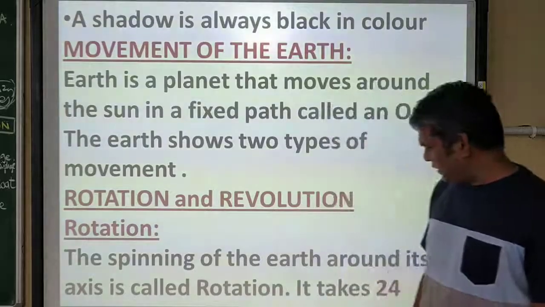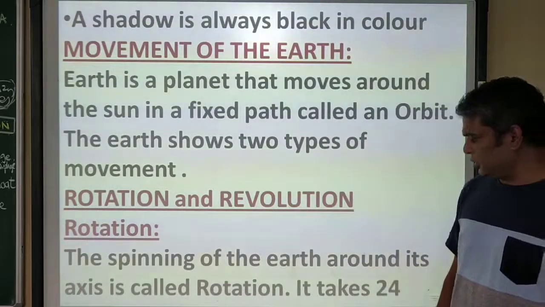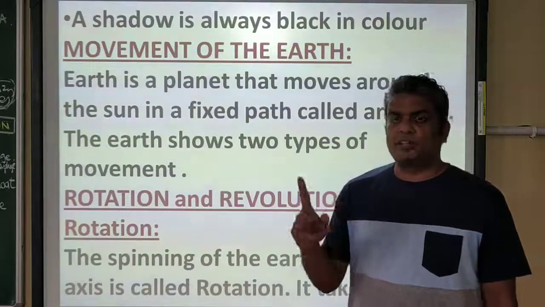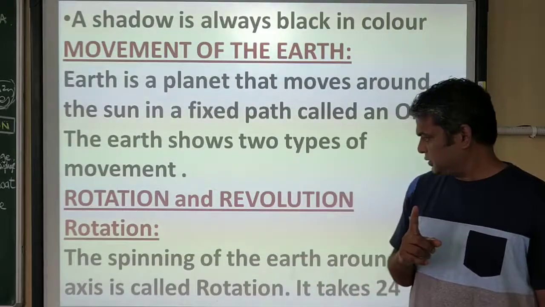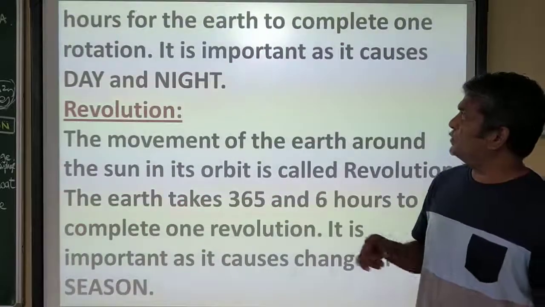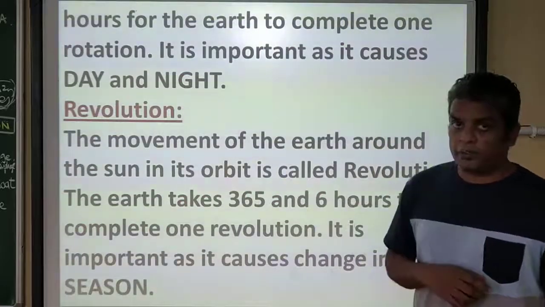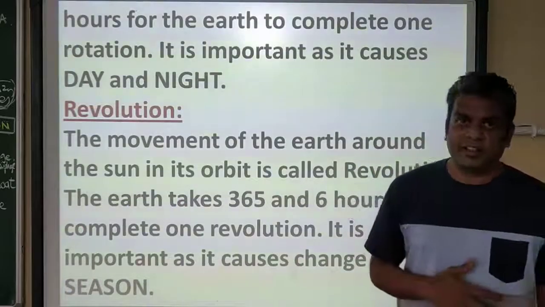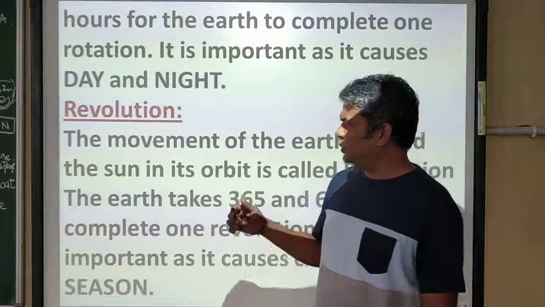The spinning of the Earth around its axis is called rotation. Okay, when the Earth spins on its axis in one place, it's called rotation. It takes 24 hours for the Earth to complete one rotation, and it is important because it causes day and night. And revolution. What is revolution?